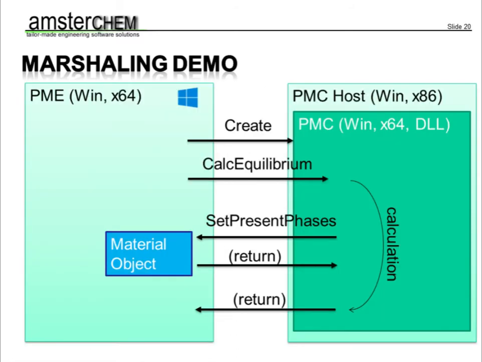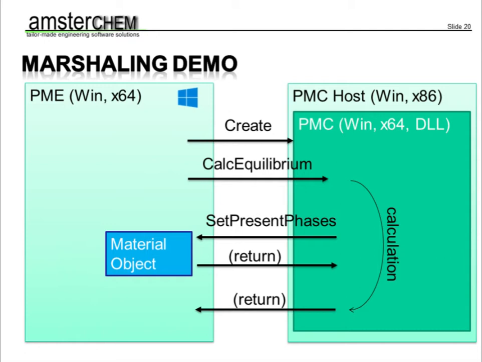The video I'm about to show features our COBIA demo thermo-consuming command-line-driven 64-bit PME on Windows. It will use the water example property package, which is, on my computer, only registered for the 32-bit x86 platform. So COBIA knows it should start a 32-bit PMC host and create the PMC in there. Then the PME will ask for a phase equilibrium calculation.